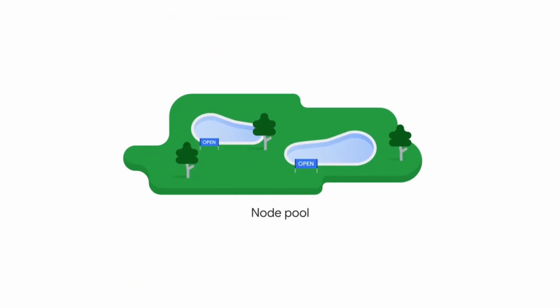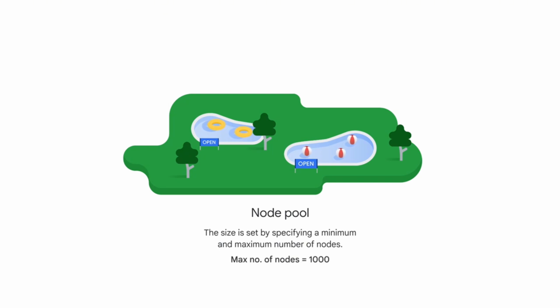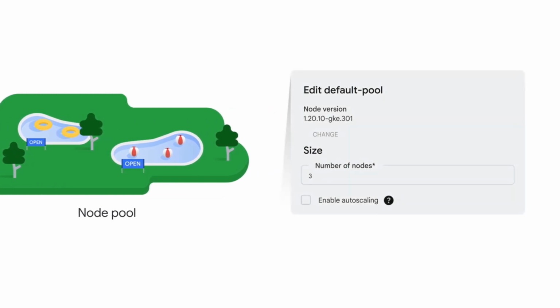In GKE, a cluster contains one or more node pools. A node pool groups nodes that have the same configuration type within a cluster. The size of a node pool is set by specifying a minimum and maximum number of nodes, the maximum being 1,000. Node pools use a node config specification. Each node in the pool has a Kubernetes node label that has the node pool's name as its value.